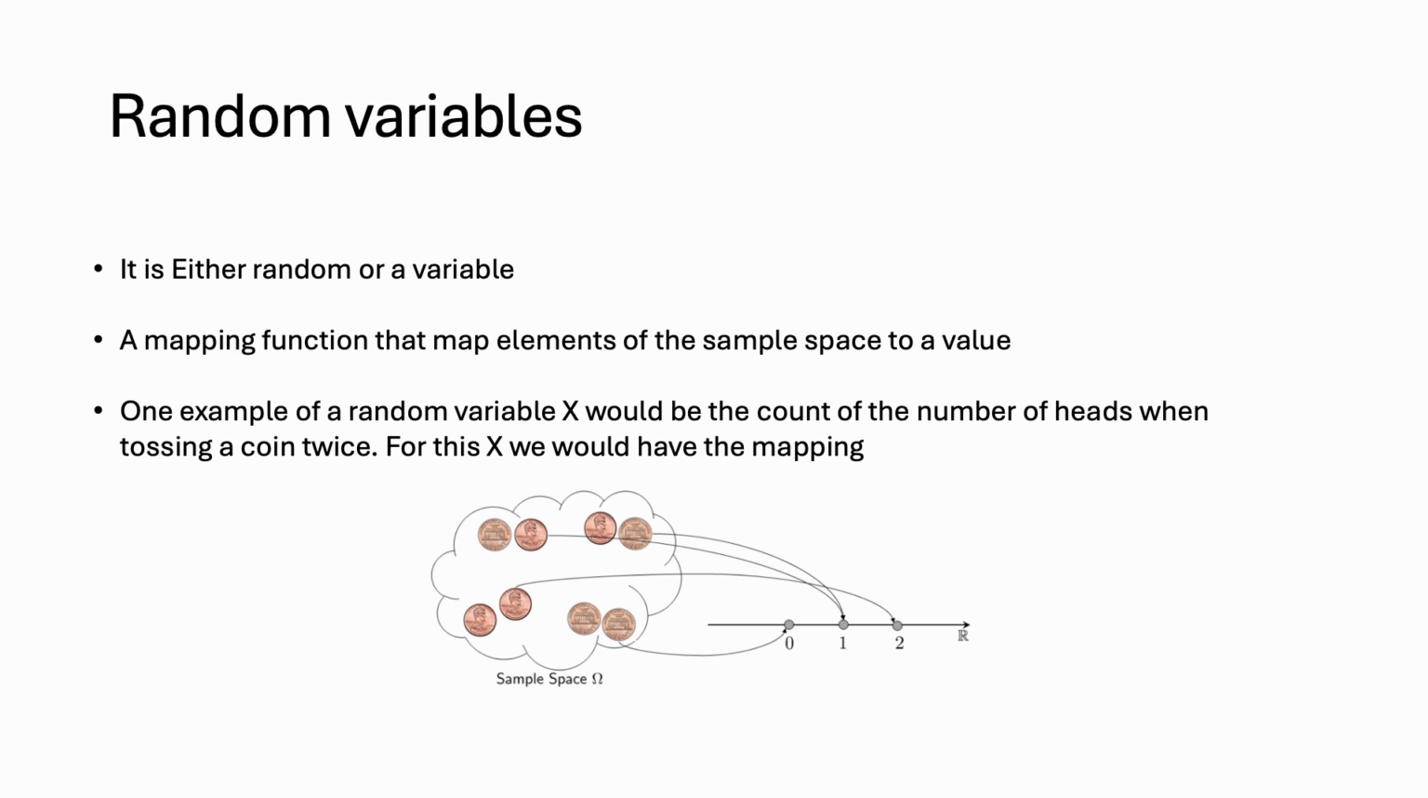A random variable is not random, nor is it a variable. It's a mapping function that maps elements of a sample space to a value. One example of a random variable X would be the count of the number of heads when tossing a coin twice. For this, X will have a mapping as in the picture below.